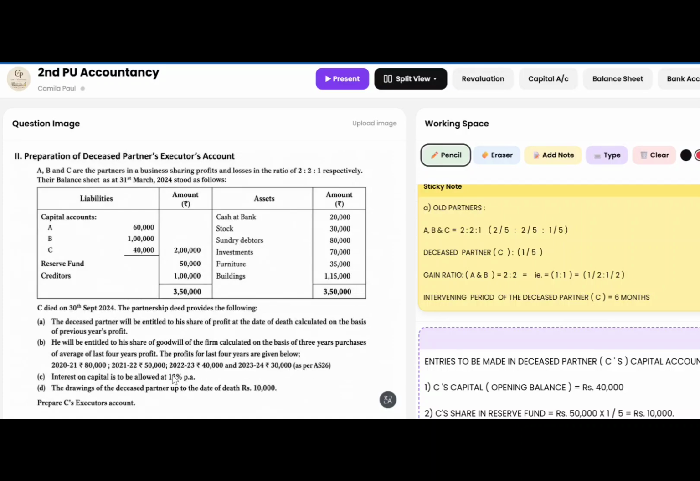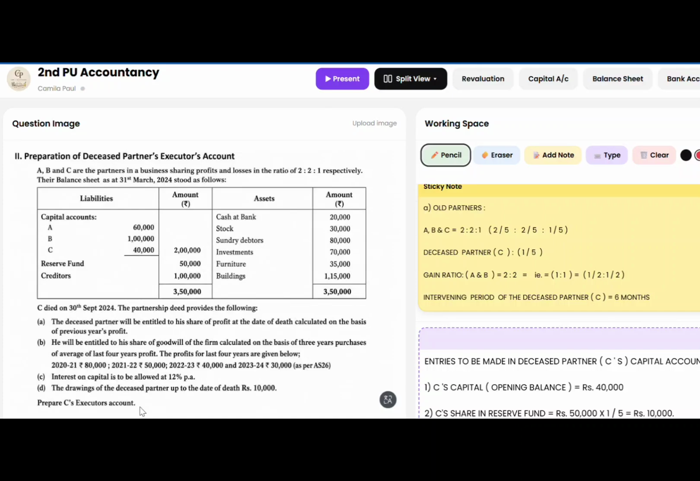The third adjustment is interest on capital, to be allowed at 12% per annum. And the last adjustment is the drawings of the deceased partner: C had made drawings up to the date of death of rupees 10,000. With all these adjustments we have to prepare C's executor's account. So it's not the deceased partner's capital account, but directly the executor's account that we are going to prepare.